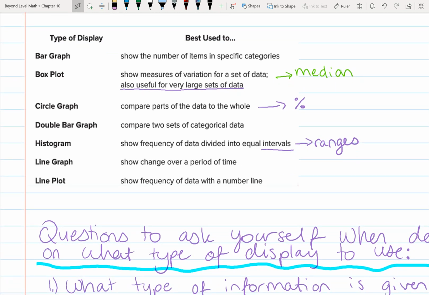Line graph is showing change over time. Line plot. So line plot is where you've got the number line and then you've got the dots going up, or the little X's on the number line to show you the frequency or the number of numbers.